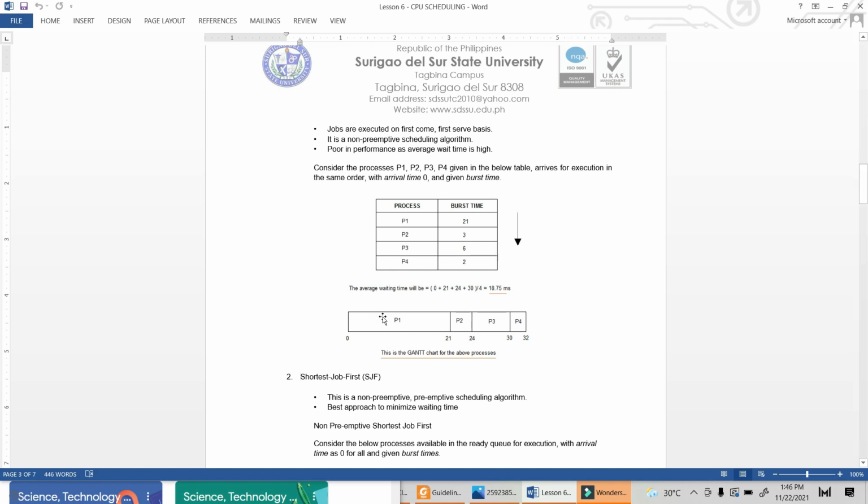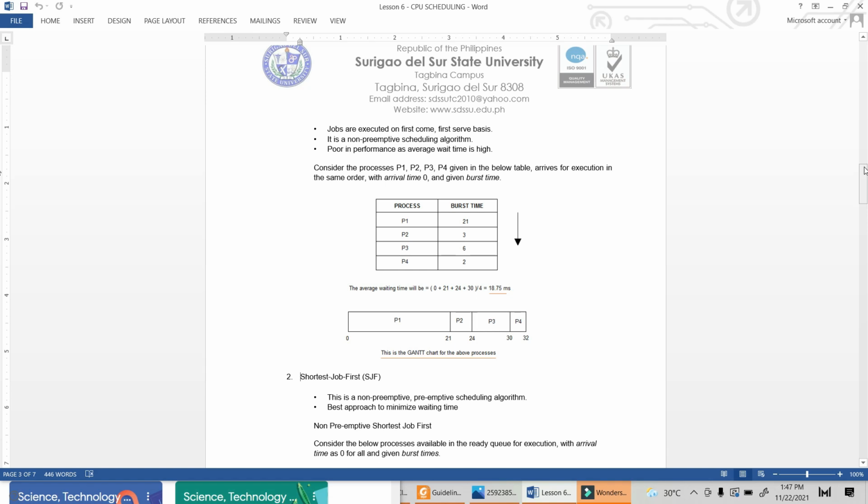So P1 has 21 burst time, plus P2, automatically it will be 24 milliseconds, and then P3 plus 6 it will be 30 milliseconds, and then plus 2 for P4 it will be 32 milliseconds. So this will be the total number of milliseconds for your processes to get through, and then the average waiting time will be 18.75 milliseconds for each process. So this is how it goes.